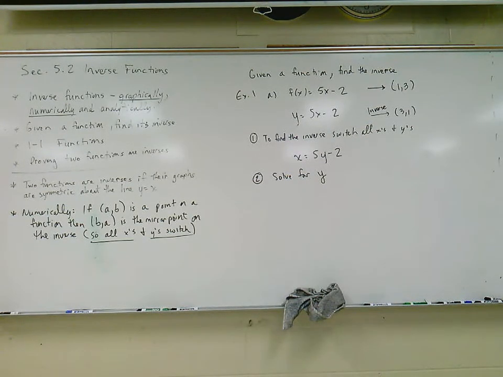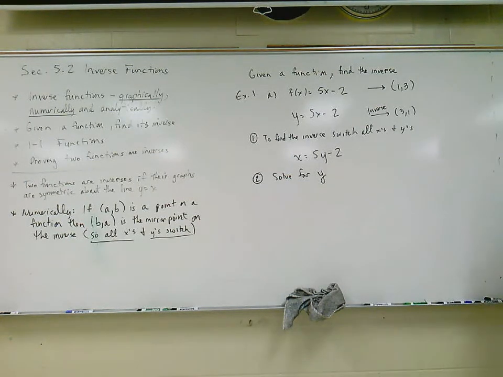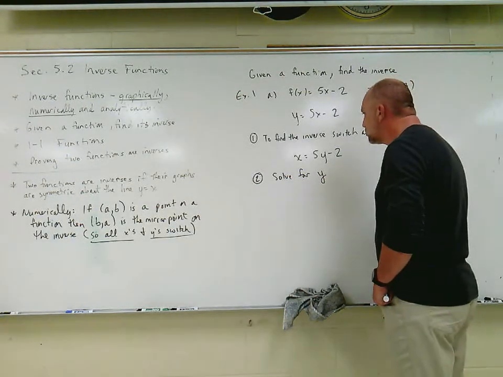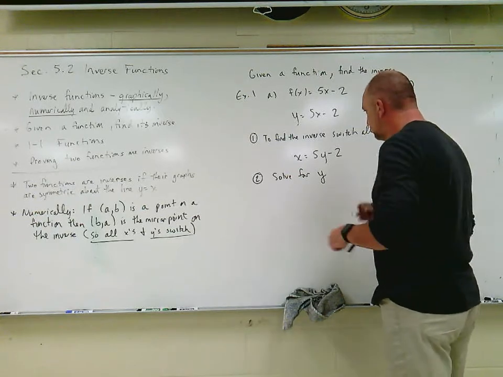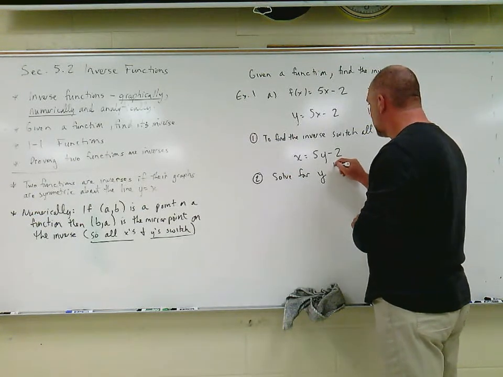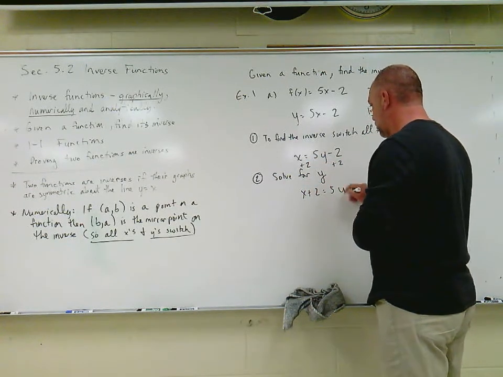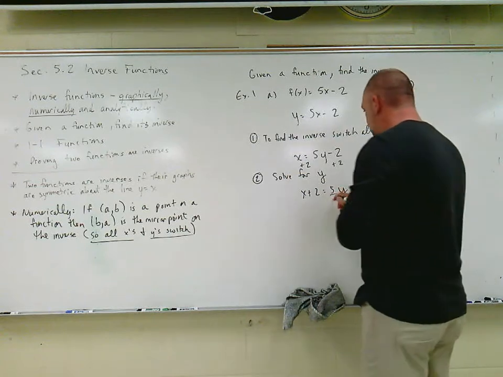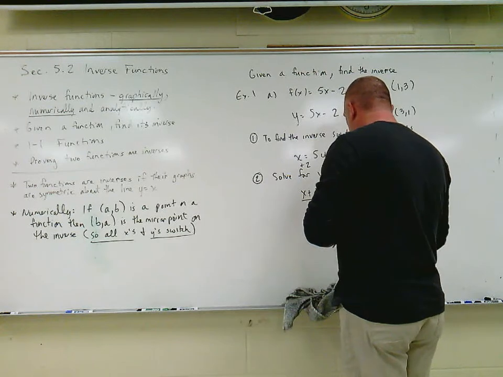Should just take you 2 seconds. Don't get too fancy with it. All right. So Leo, what would be my first step to get y by itself? What would you do first? I did the inverse of -2, so I added 2. So you add 2 to both sides. Very good. You got x plus 2 is 5y, and then what? You divide by 5. So y equals x plus 2 over 5.